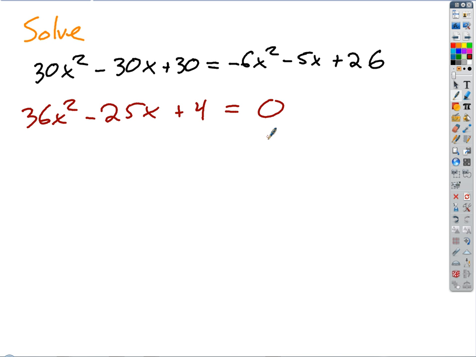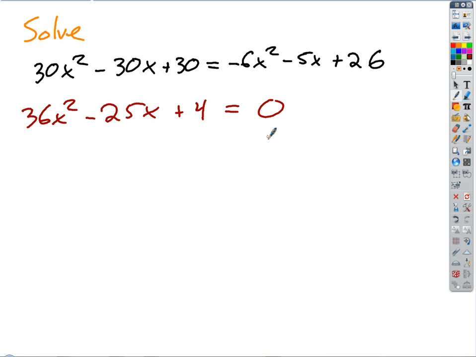Okay, so now, what's our strategy now? Are we gonna isolate or factor? We're gonna factor, aren't we? We can't isolate here. How come? Because there's 2 x's, right? See the difference now? We're stuck with 2 different x's, so we can't isolate.